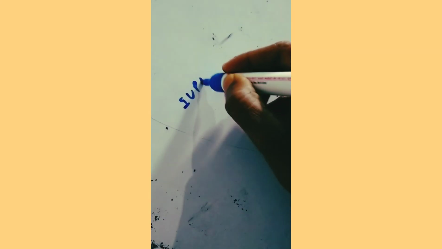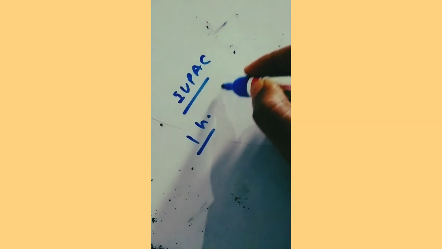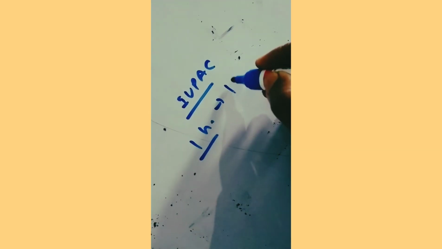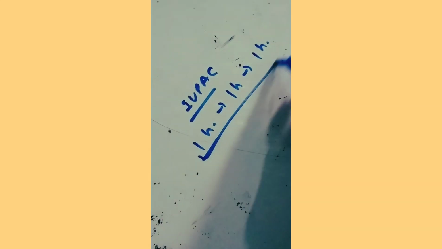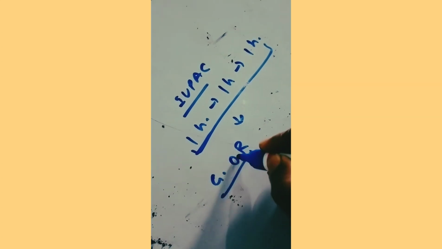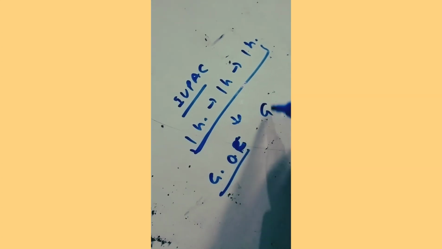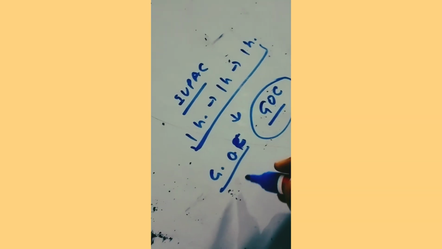Next we will discuss IUPAC. This lecture is about 1 hour, the next lecture will also be 1 hour, and the third lecture will be 1 hour. In these lectures we will explain all of general organic chemistry, GOC. So you can learn all the GOC in 3 lectures.